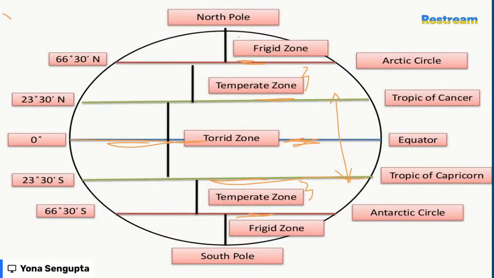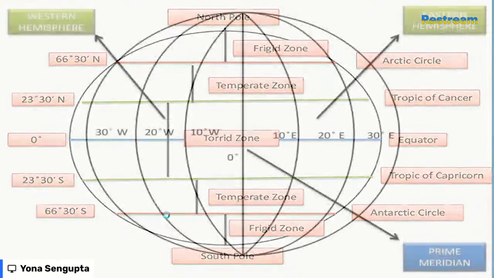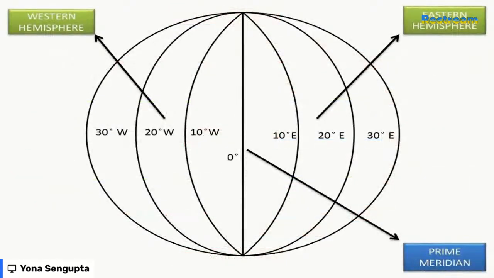Next is the frigid zone, which is here. It is from the North Pole to the Arctic Circle, which is 66 degree 30 minutes north, and in the South Pole, the frigid zone is from the Antarctic Circle, which is 66 degree 30 minutes south, to the pole. Next, this is the Western Hemisphere and the Eastern Hemisphere.